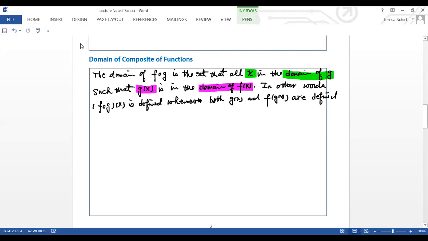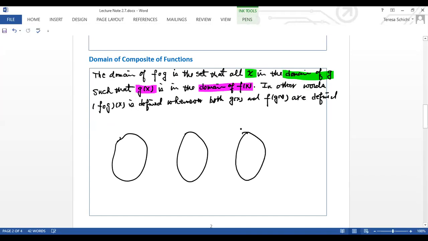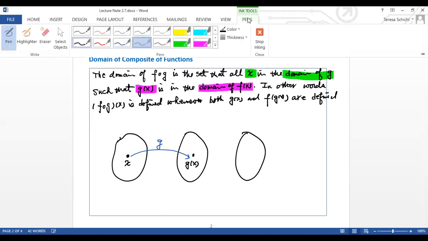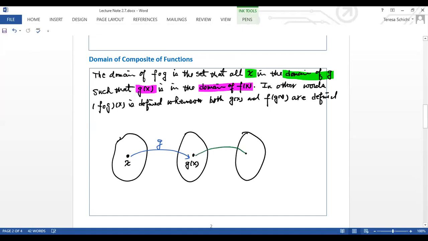I really like this graph, I think it's a pretty good graph to demonstrate the values here. So I have an x value here. First, we define this as my g function, so I define g(x) here. And then from here to here, I have the f function.